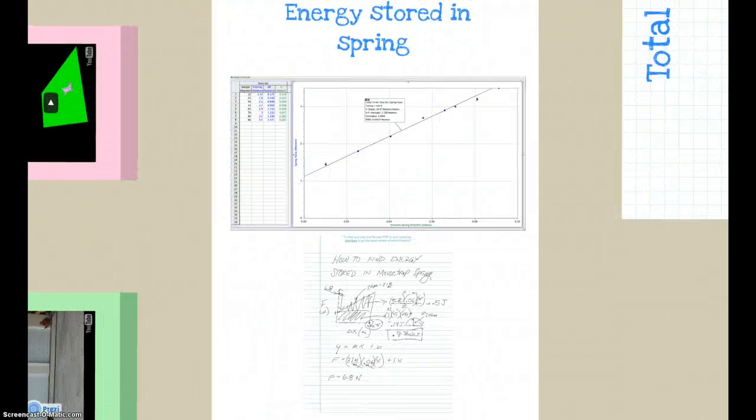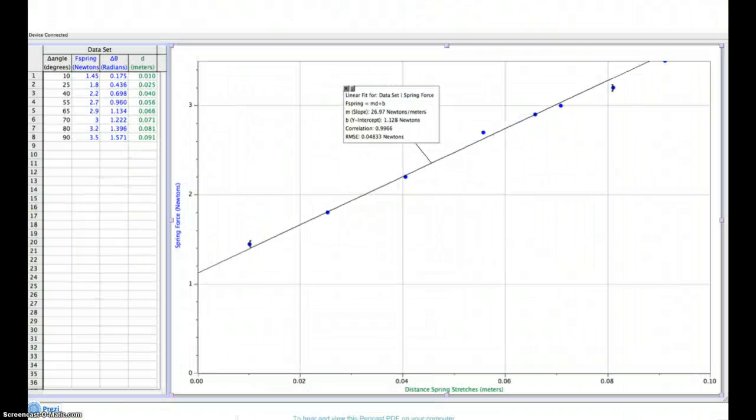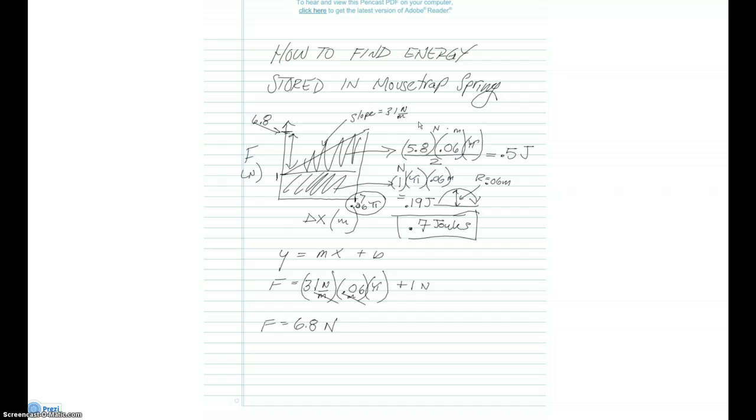Okay, probably should have put this there first, but this is the energy stored in the spring. This is the graph we ended up solving for with the torsion wheel. So, with the distance and force, we get a slope of about 27 and a y-intercept of about 1. And I have the exact same thing written in my lab book. Your picture was just better than mine.